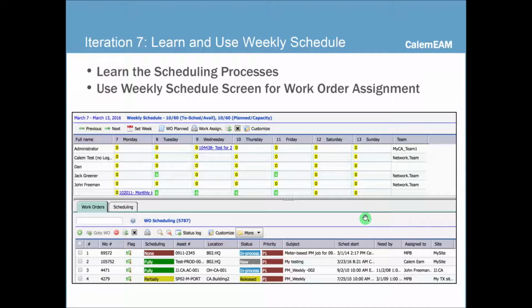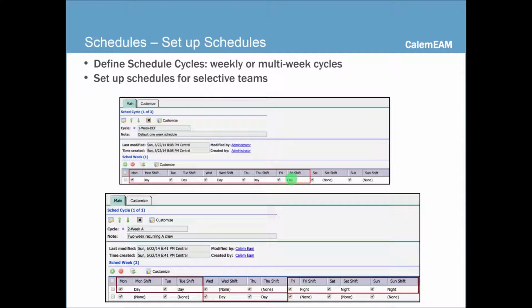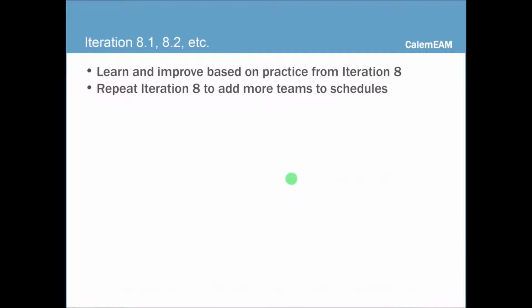So if you have schedules configured and generated in the system, you can use the weekly schedule screen to view work orders to be assigned and available hours of the maintenance staff you have. You can then drag and drop to do work order assignment. Calem supports schedules of fixed weekly schedule or multi-week rotational schedules with day and night shifts. And you can roll this out for selective teams initially. Once you gain experience, you can then add more teams to the schedule management.